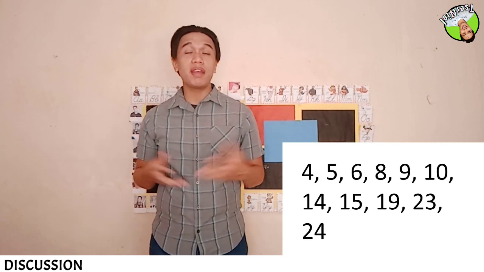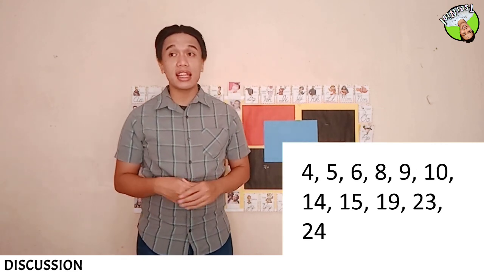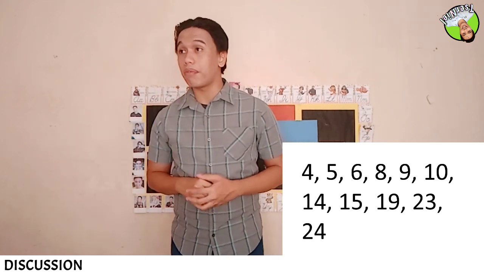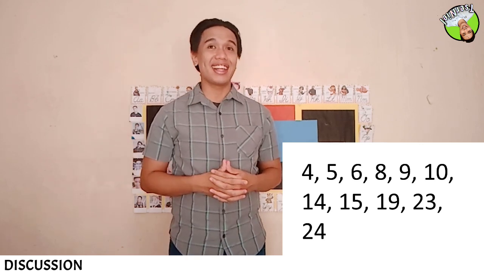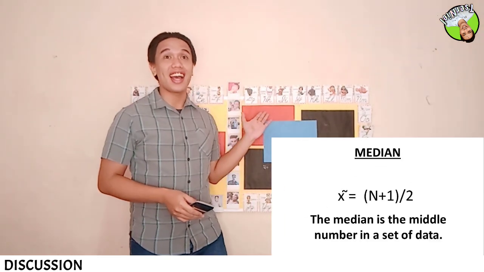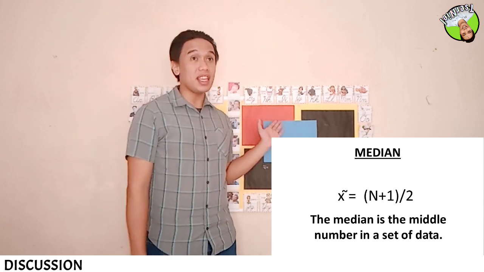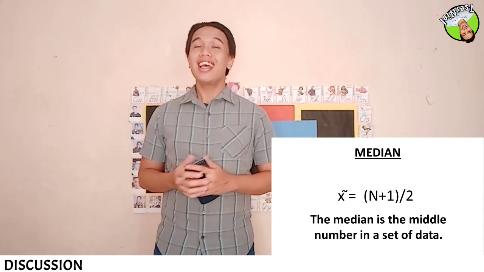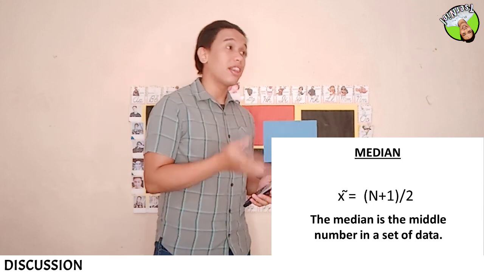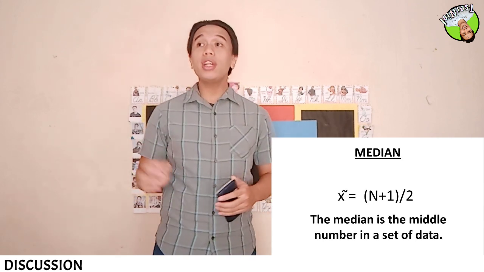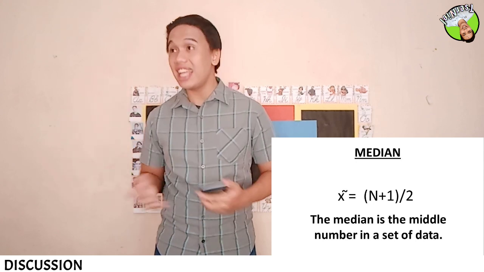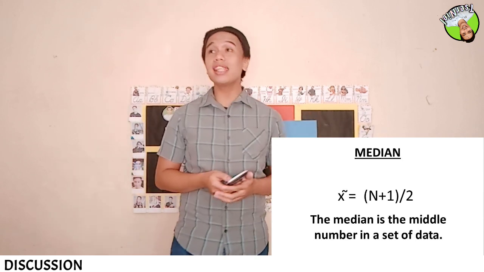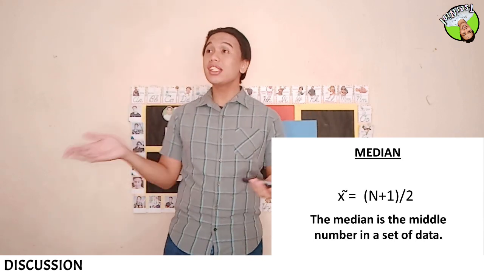Okay, some of you are saying that the middle number is 9, and some of you are saying that it is 10. Now, remember that in a set of data, there is always a middle number. We call it the median. Finding the median, we can use this formula. This is the symbol for the median, and N represents the total number of data used in our set. The answer from this formula will not exactly tell the median. However, it will only tell the location of the median in our data. Do you understand? Okay, let us use this formula and let us solve for the median in our example. Let us use our calculators.